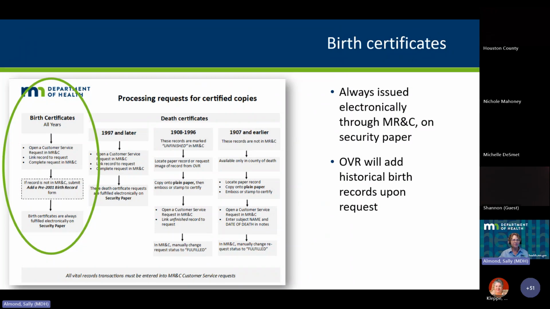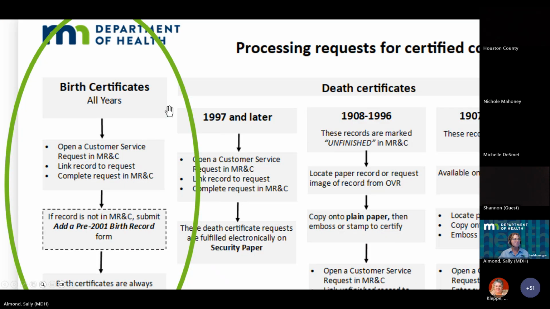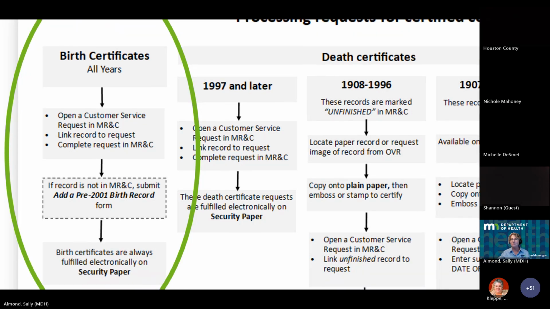So this is one of the two workflows that are on that new job aid. We're going to go through this in detail so you can see how it works. And we'll start easy with birth certificates. Let me enlarge that. So a birth certificate is a birth certificate all day long. They are always issued electronically through MRNC on security paper.